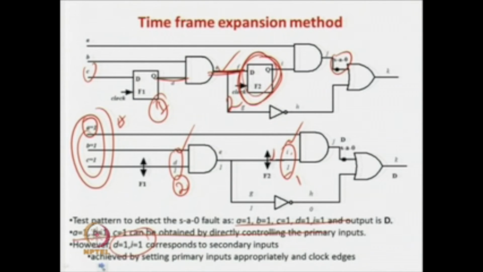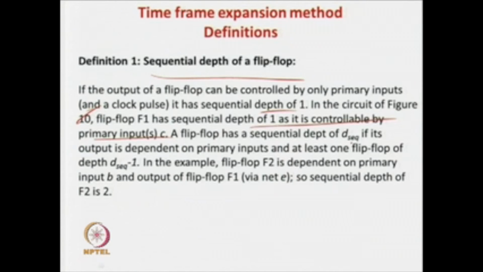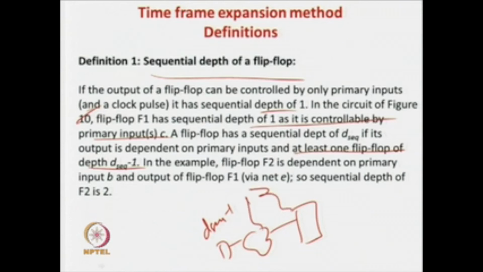Now, this definition is saying that a flip flop has sequential depth D sequence if its output is dependent on primary inputs and at least one flip flop of depth D sequence minus 1. So, you have a flip flop here. This input is dependent on a flip flop of depth D sequence minus 1, and some other primary inputs can be there. Okay. So, for a flip flop whose input is dependent on another flip flop whose sequential depth is D sequence minus 1, you have to add 1 for this flip flop and it will be D sequence. So, that is what.